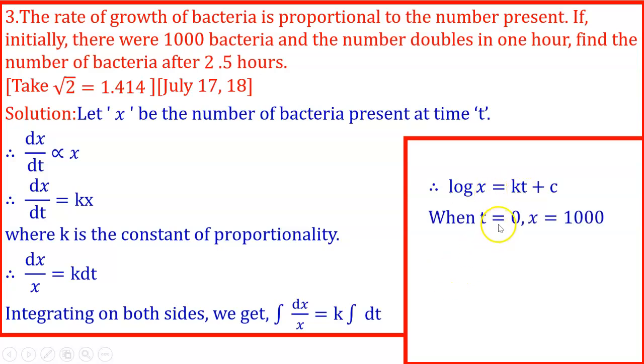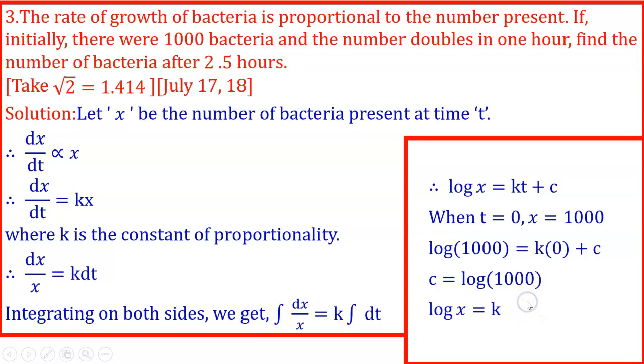When t is equal to 0, x is equal to 1000. That is at the starting, when t is equal to 0, the bacteria was 1000. If we substitute x is equal to 1000, t is equal to 0, then you will have the value of c. The value of c is equal to log of 1000. Therefore, after substituting the value of c here, you will have the new equation: log of x is equal to kt plus log of 1000.